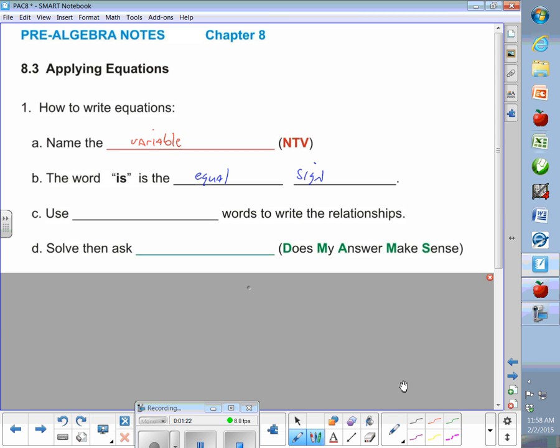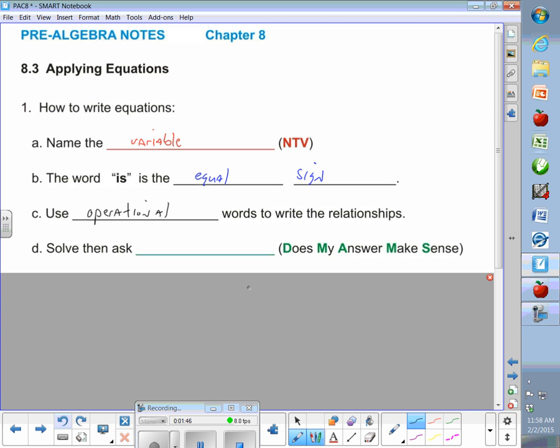The next thing you want to do is use keywords to write the relationships. Use keywords. You know what? Let's get rid of the word key. Let's use a better word there. Use operational, because that's what the keywords are. Use operational words to write the relationships.